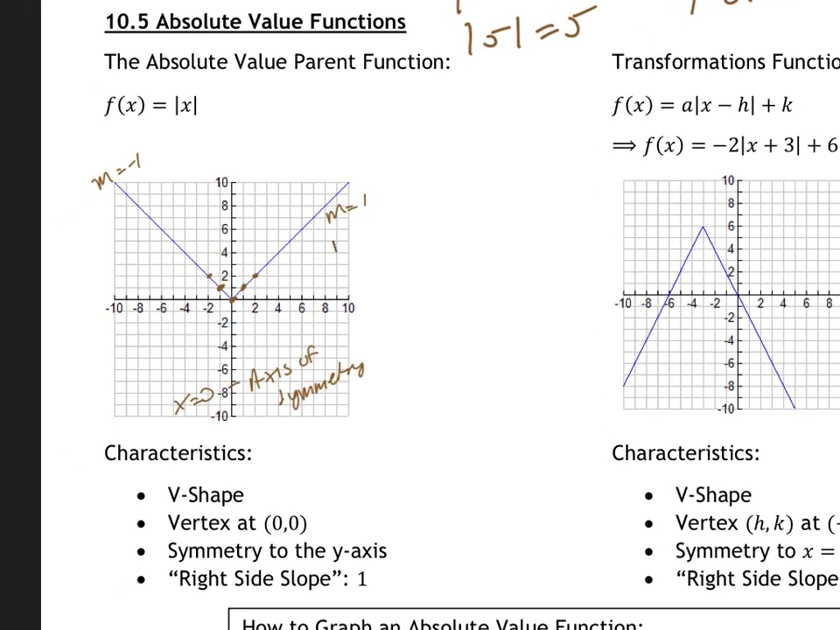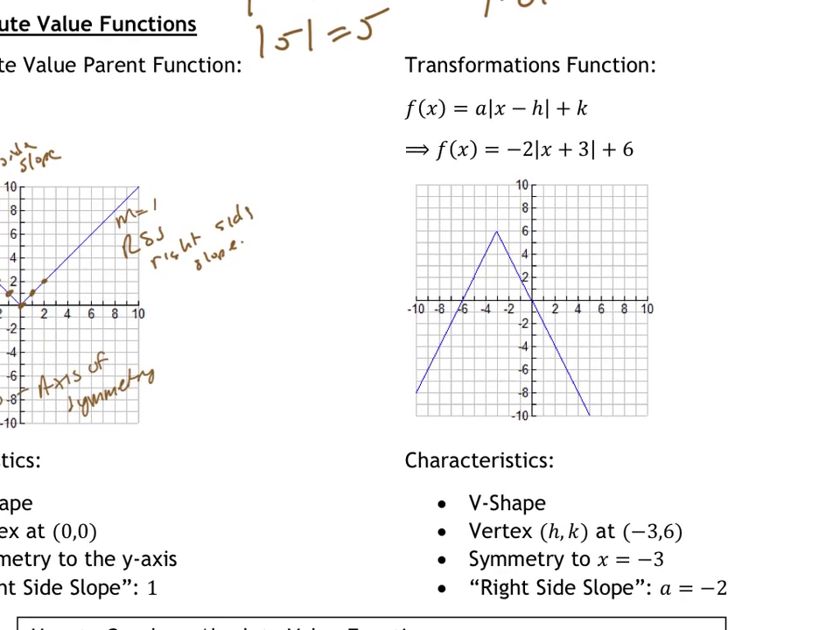So this would be your right side slope, your left side slope, right side slope. So you can see that.